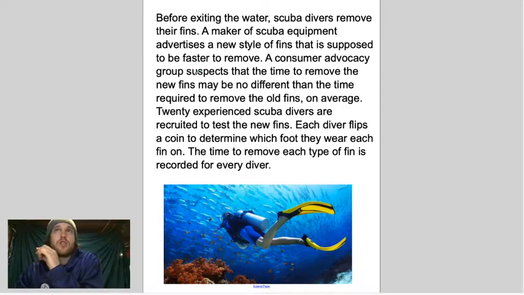Before exiting the water, scuba divers remove their fins. A maker of scuba equipment advertises a new style of fin that is supposed to be faster to remove. A consumer advocacy group suspects that the time to remove the fin may be no different than the time required to remove the old fins. On average, 20 experienced scuba divers are recruited to test the new fins. Each diver flips a coin to determine which foot they wear each fin on. The time to remove each type of fin is recorded for every diver.